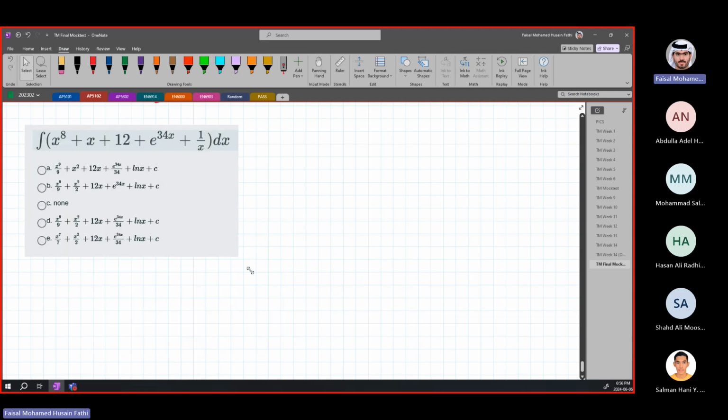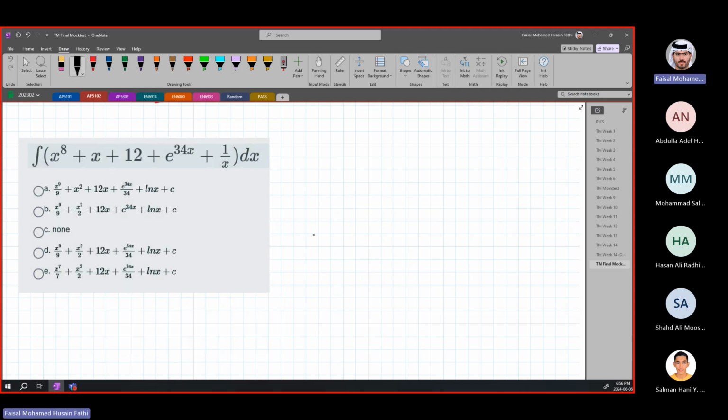I'm going to start solving a bit quicker because of the lack of time. So here, again, you're just going to integrate each one. Basic rule. This is going to be x to the power 9 over 9 plus x squared over 2 plus a constant, so it's 12x, plus e to the power 34x does not change, but because it's multiplied by 34, we need to divide by 34, similar to the rule we did with sine, plus 1 over x becomes ln x plus c.